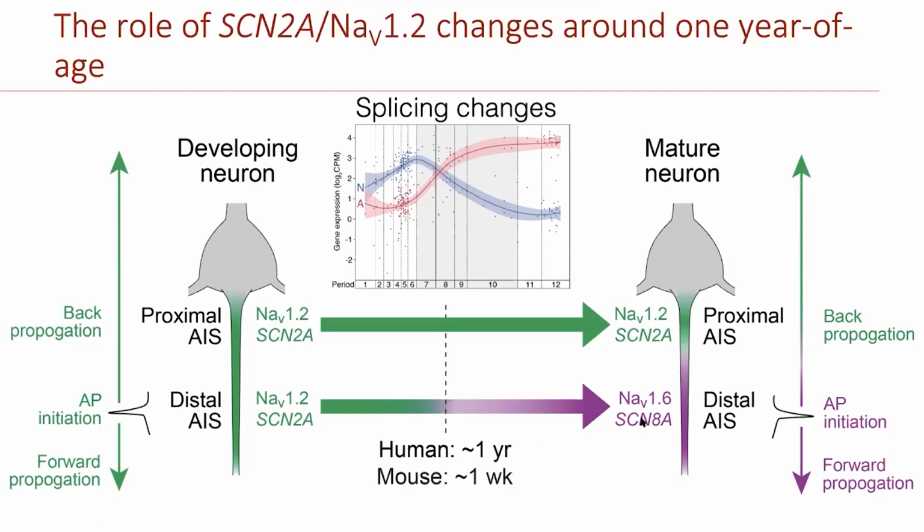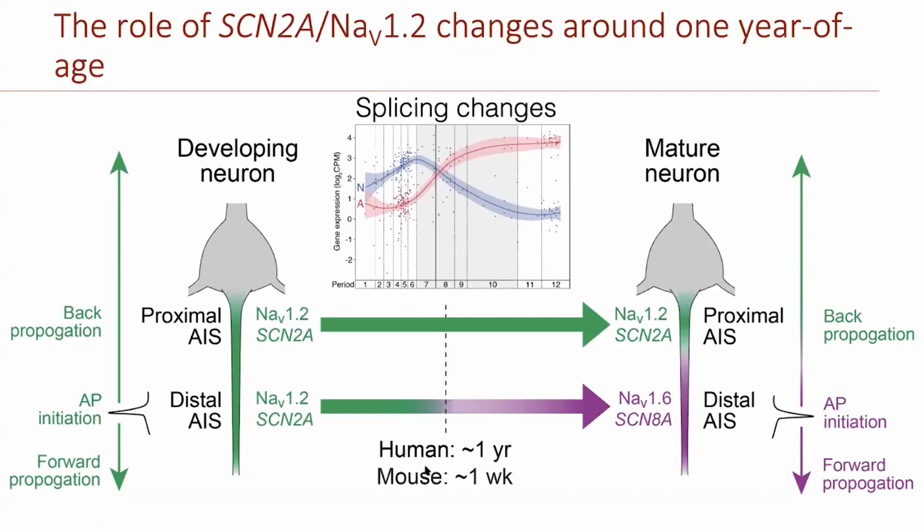But around 1 year of age, that subcellular location changes as SCN2A is replaced by SCN8A at the distal axon initial segment. And that means that SCN8A is now responsible for initiating action potentials and forward propagation, and SCN2A is relegated to only back propagation.